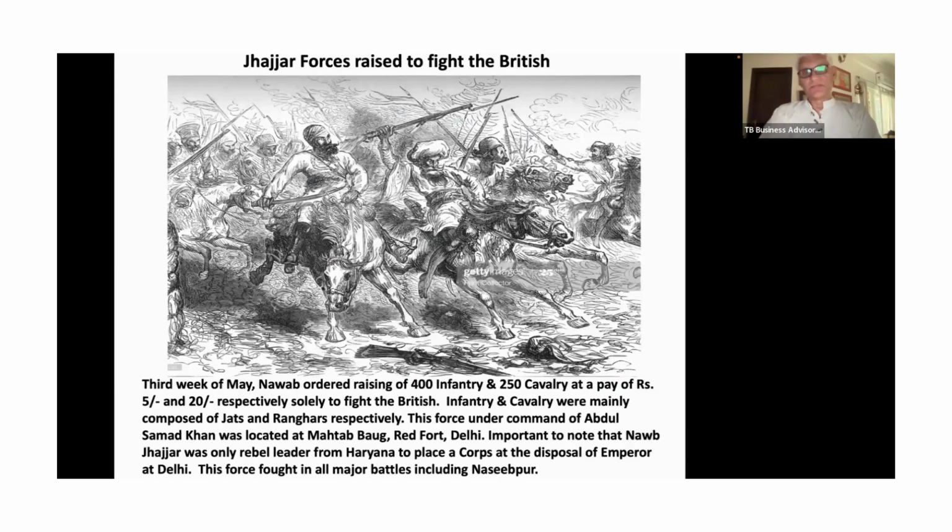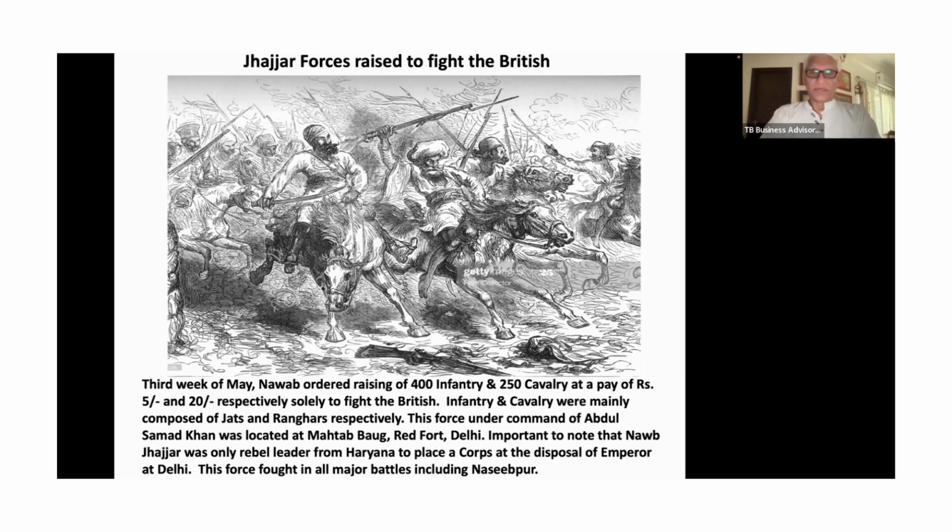Besides the forces which existed at the beginning of the rebellion, the Nawab raised a force of 400 infantry and 250 cavalry at a pay of 5 rupees per month for infantry and 20 rupees per month for cavalry, specifically to fight the British during the rebellion.